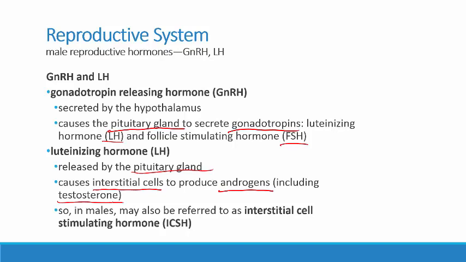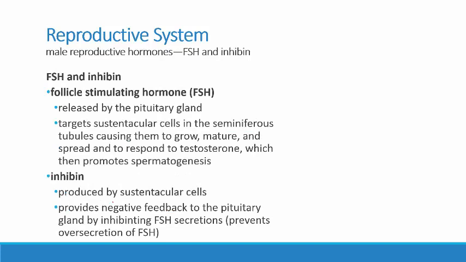Okay, now let's take a look at the other gonadotropin released by the pituitary gland. That's FSH, or follicle stimulating hormone. The name is a little confusing because both LH and FSH are named for their activity in females. These are hormones found in both women and men, and they just carry the name based on the activity in the female body. But FSH in the male body, when it's released from the pituitary gland, targets the sustentacular cells.